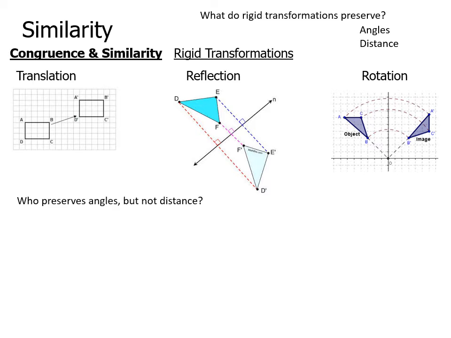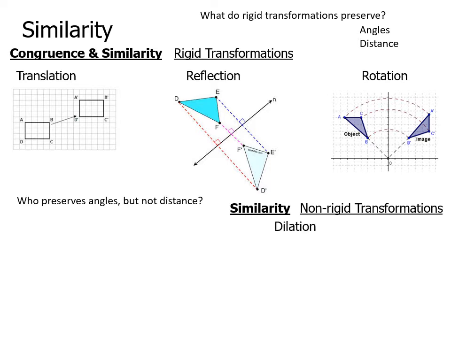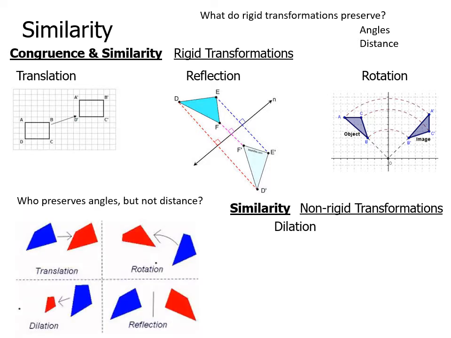Now, who preserves angles but not distance? Well, that's going to be similar objects, and those are non-rigid transformations. And what are those? That's a dilation. So as we take a look, that dilation changes the side, changes the distance.